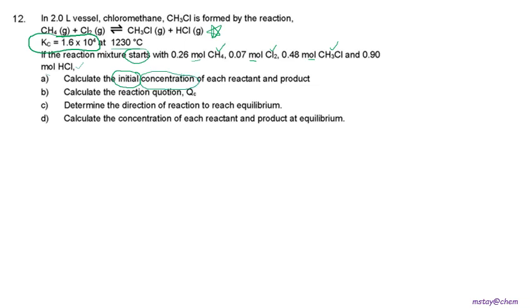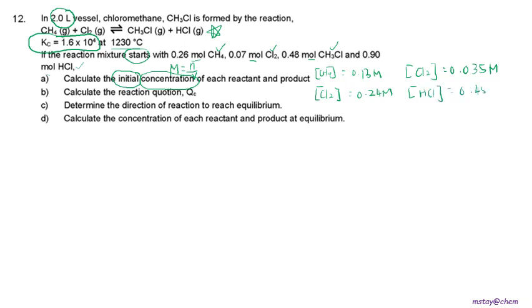each reactant. So again, when we want to calculate the concentration, we are going to use number of moles over volume. The volume given in this question is 2 liters. By using 0.26 divided by 2, the concentration of CH4 is equal to 0.13 molar, while the concentration of Cl2 is equal to 0.035 molar, the concentration of CH3Cl is equal to 0.24 molar, and the concentration of HCl is equal to 0.45 molar. Since all of these refer to the initial concentration, normally we write an I next to the square bracket to represent the initial concentration.